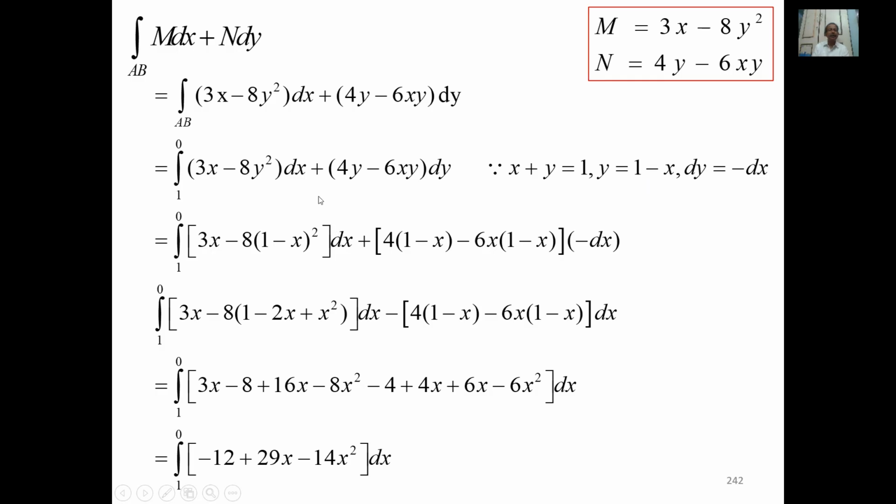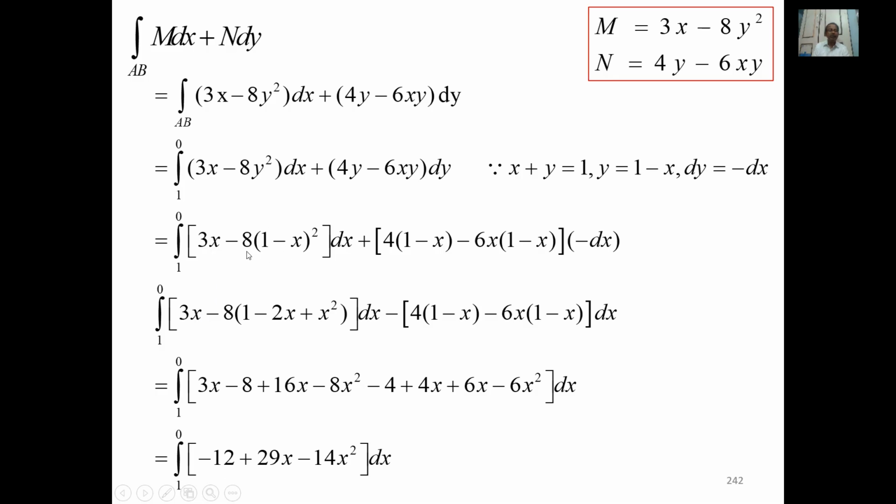Now substituting for the expressions for y, we will have this equation. So we have 3x minus 8. Instead of y squared, you substitute (1 minus x) squared dx plus 4. Instead of y, you can substitute 1 minus x, minus 6x. Instead of y, you substitute 1 minus x. Instead of dy, you substitute minus dx. Now we expand this alone.